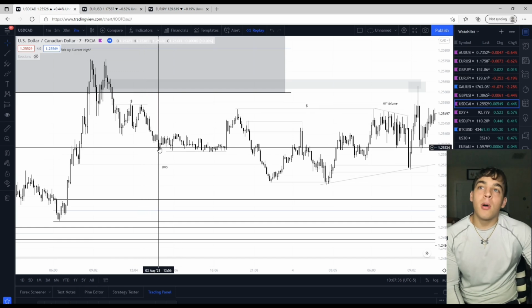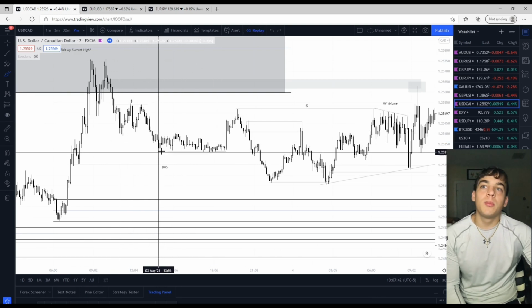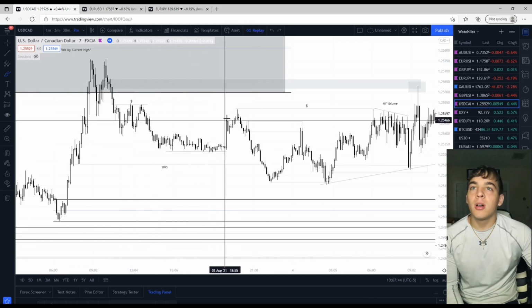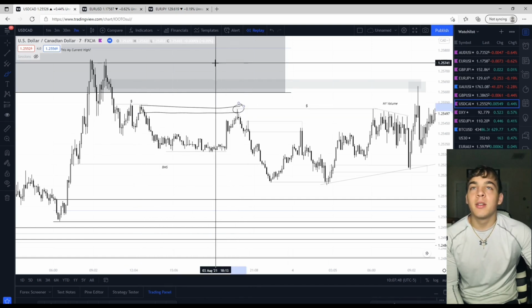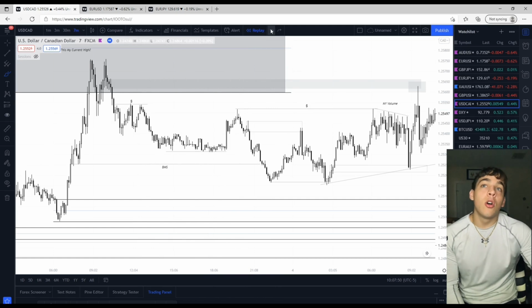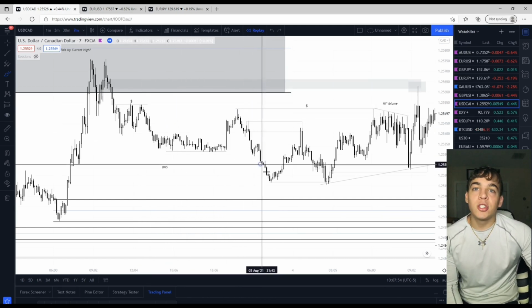Now we ended up impulsing a little bit more to the downside. We break this level of structure here, and then what we do next is we begin to range. Now we range up just enough to test back into this level right here, which once again could be looked at as an area of supply, or if you want to call it an ICT order block.